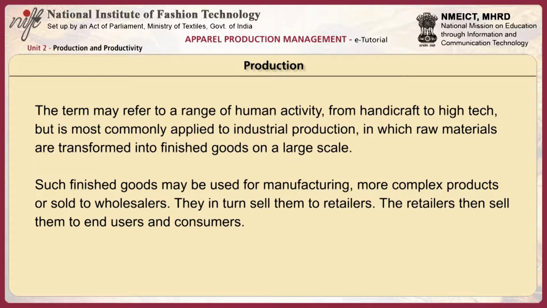The term may refer to a range of human activity from handicraft to high-tech, but is most commonly applied to industrial production, in which raw materials are transformed into finished goods on a large scale. Such finished goods may be used for manufacturing other more complex products or sold to wholesalers, who in turn sell them to retailers, who then sell them to end users and consumers.